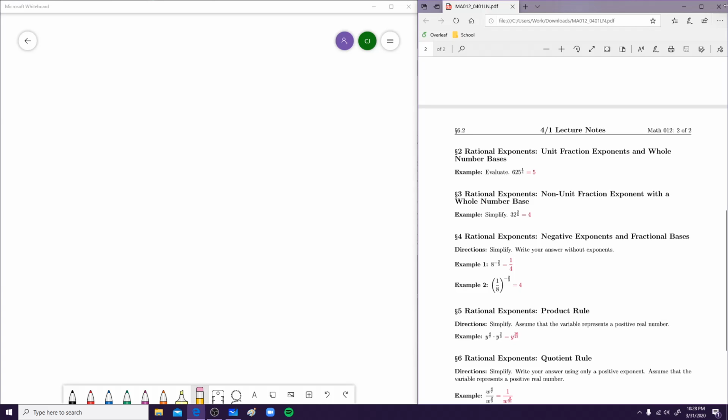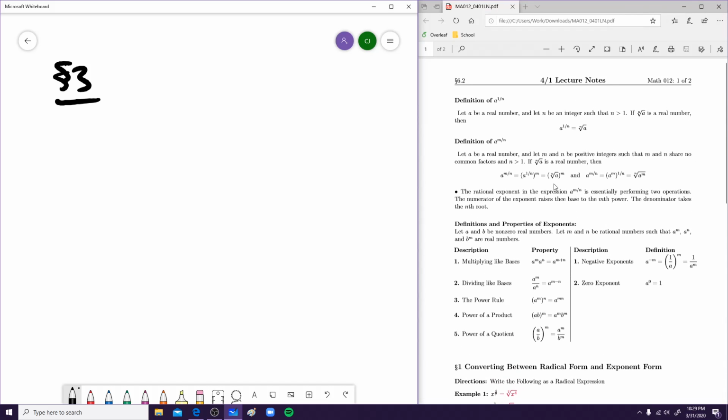Now on to section 3. The difference between section 3 and section 2 is that there is a number other than 1 in the numerator. Right? So what are we going to be using? We're going to be using the definition of a to the m over n.